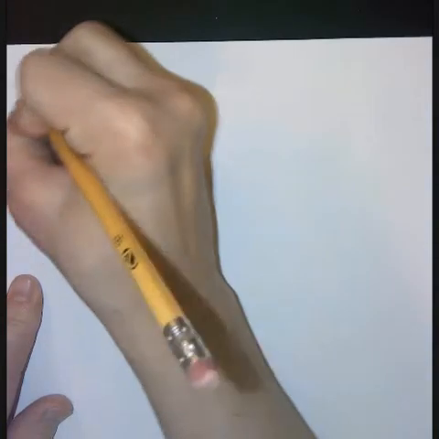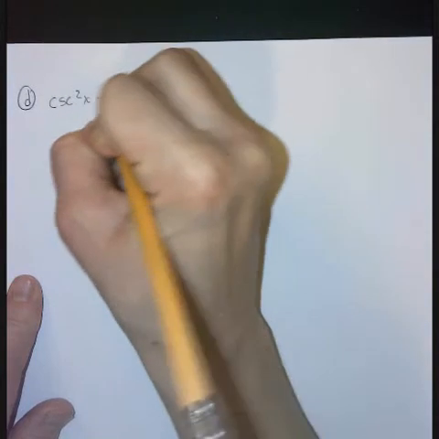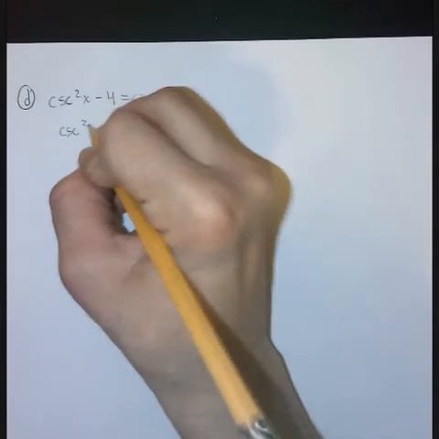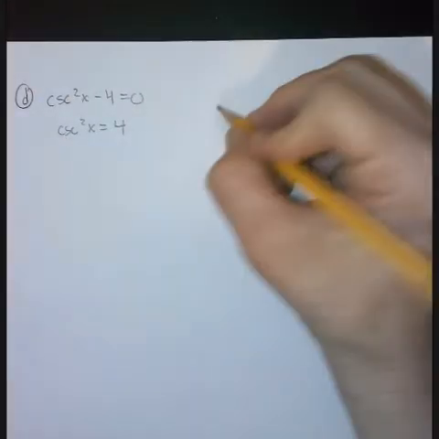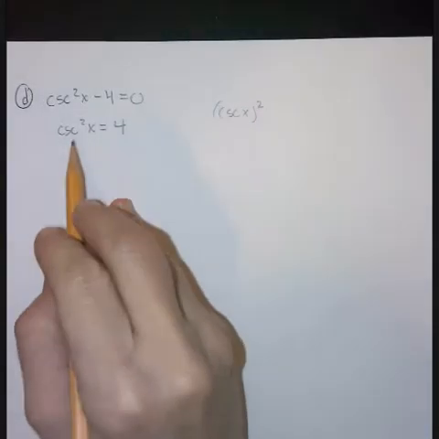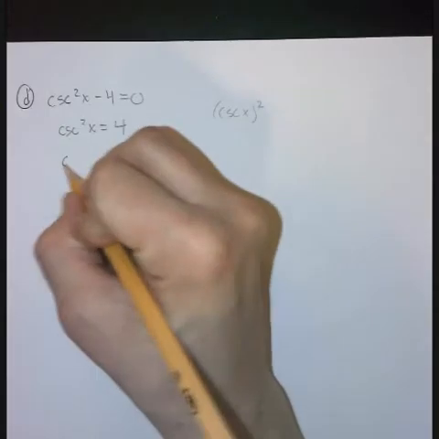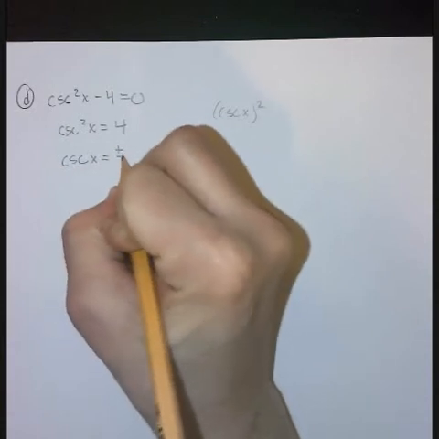So D, we have cosecant squared x minus 4 equals 0. So cosecant squared x equals 4. And remember, this means cosecant squared x is cosecant x squared. So we can take the square root of both sides to get cosecant x, but when we do that, we have to use the square root property. So cosecant x can be positive 2 or negative 2, and this will be true.